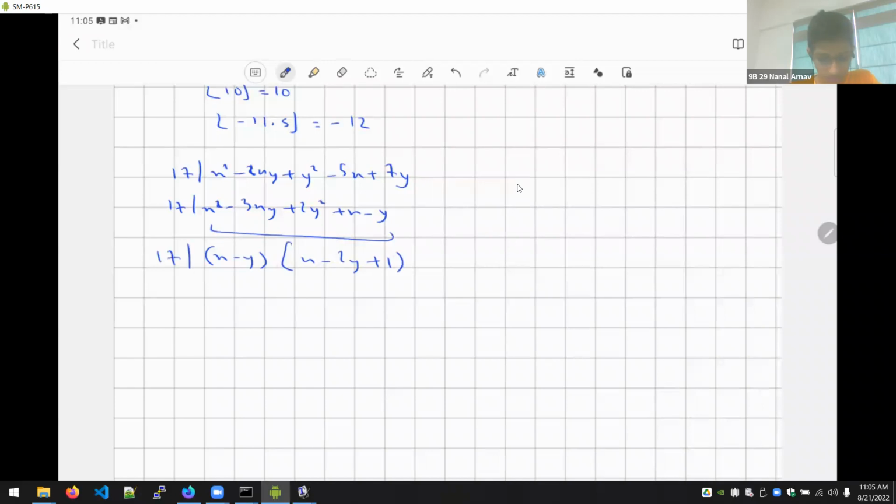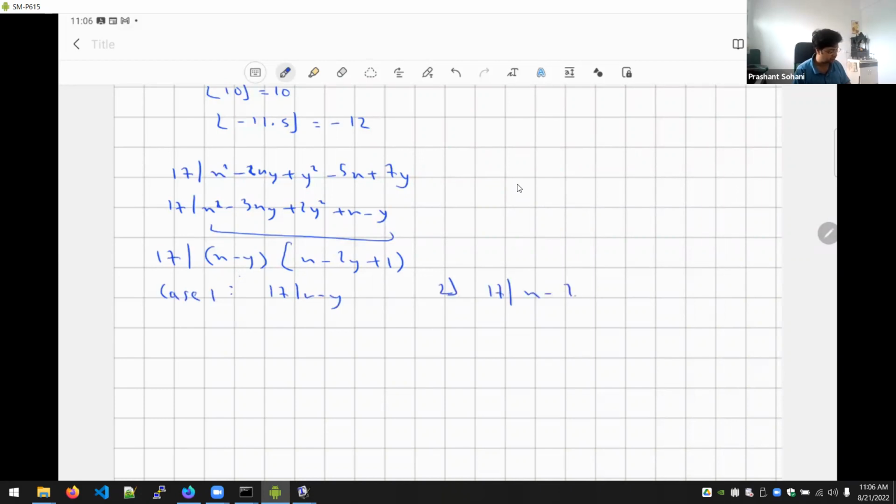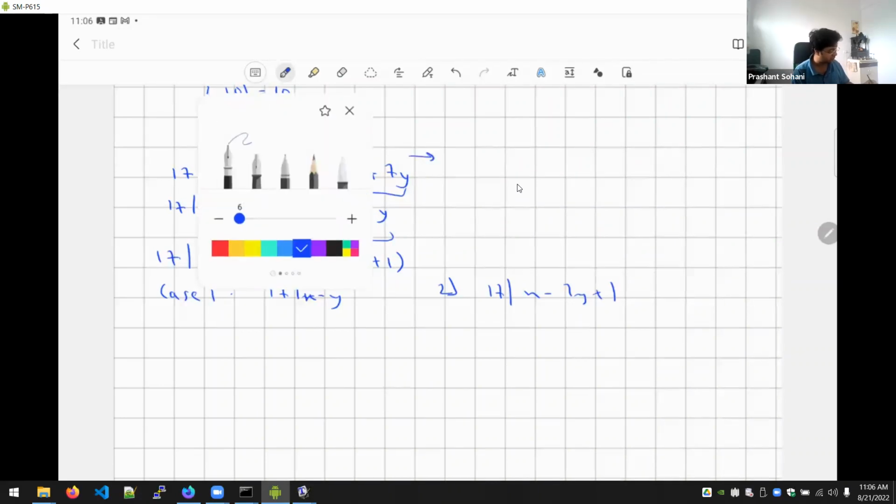So 17 divides this. So 17 has to divide either one of the two, right? So I think we can make cases. So case 1, that 17 divides x minus y, and case 2, that 17 divides x minus 2y plus 1. And so if we consider the first case where 17 divides x minus y, and also before that, can you simplify the first expression in some way? Can you think of some way to simplify it?